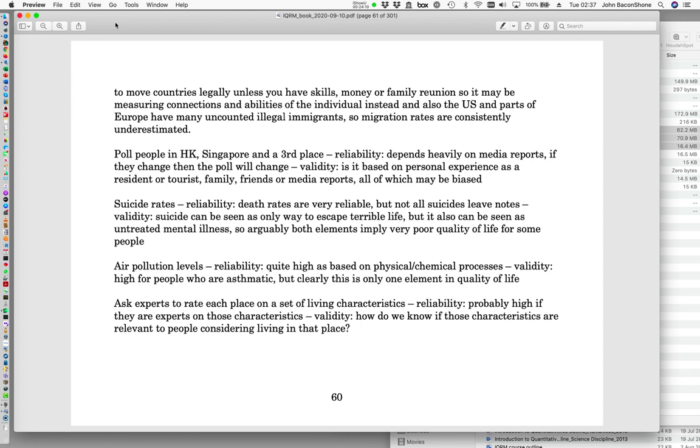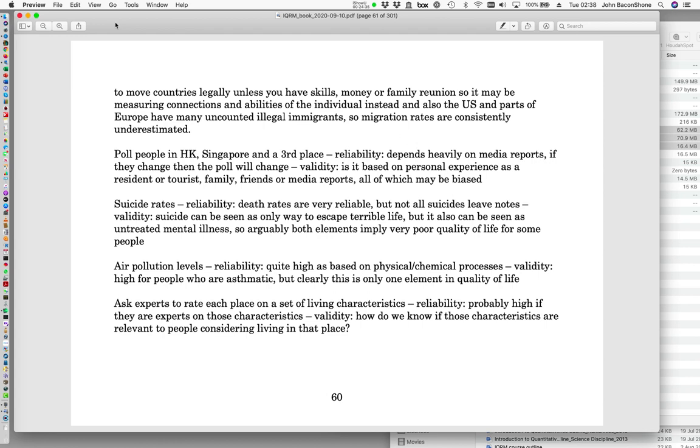Okay, so let's think of another example. Suicide rates. You may think suicide rates is a very extreme way to assess what it's like to live in a particular place, the quality of life. Well, okay, let's first of all think about suicide rates. So reliability: clearly death rates are very reliable, right? We clearly know when someone is dead.